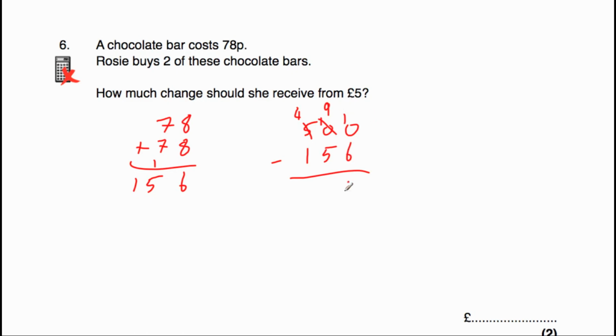10 take away 6 is 4, 9 take away 5 is equal to 4, and 4 take away 1 is equal to 3. So the answer would be 344 pence, or £3.44. So if she buys 2 chocolate bars, they cost £1.56, and whenever you take that away from £5, you get £3.44 change.